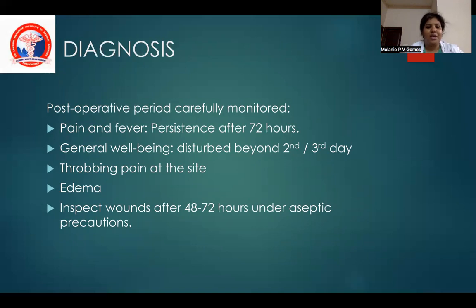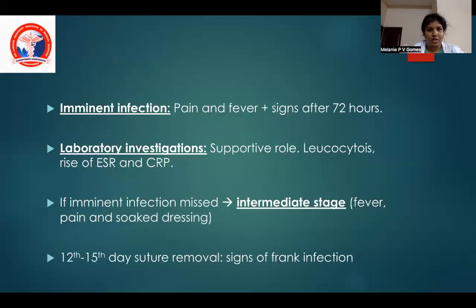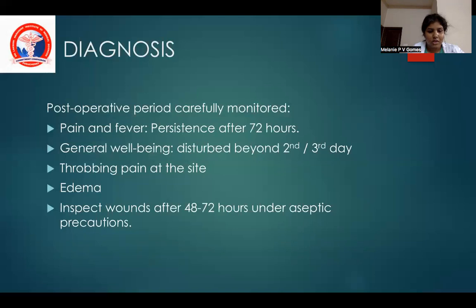The patient may complain of throbbing pain at the site. Edema may persist or appear in the fingers or toes beyond the plaster or any type of splintage. All wounds are inspected after 48 to 72 hours under aseptic precautions. The wound condition is noted. Tension and edema around and in between the sutures, or induration around the wound, and we assess the quality of discharge and tenderness around the area.